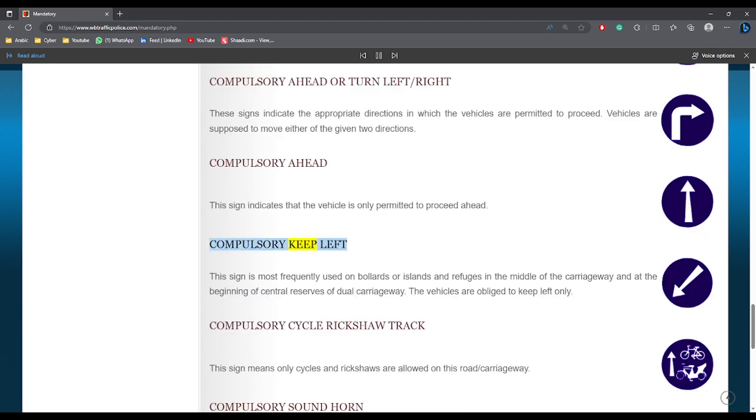Compulsory keep left. This sign is most frequently used on bollards or islands and refuges in the middle of the carriageway and at the beginning of central reserves of dual carriageway. The vehicles are obliged to keep left only. Compulsory cycle rickshaw track. This sign means only cycles and rickshaws are allowed on this road/carriageway.